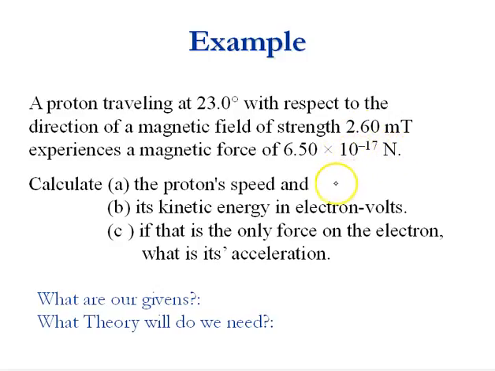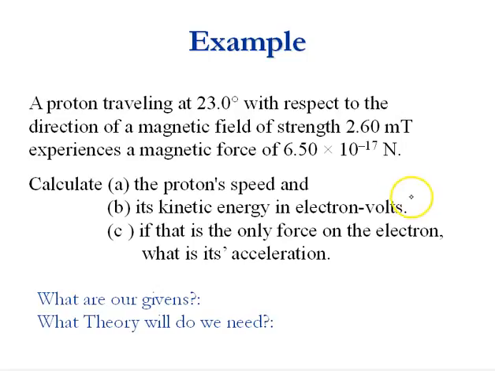What we want to do is calculate the proton speed. We know it's traveling, but we don't know what speed it's traveling at. We know its angle with respect to the magnetic field, but we don't know an exact direction in any Cartesian coordinate system of the velocity. We just know its relative direction to the magnetic field.